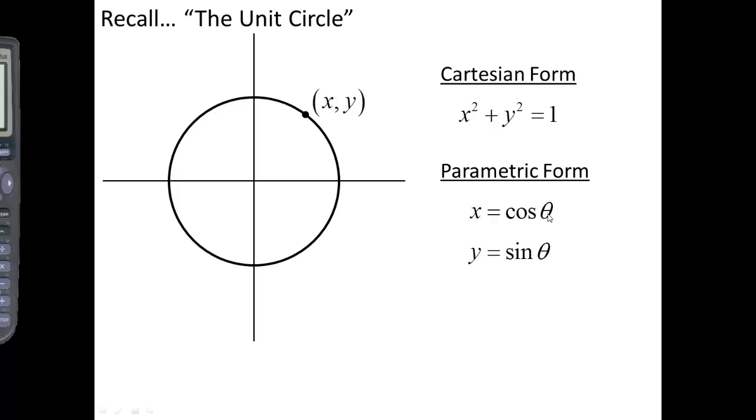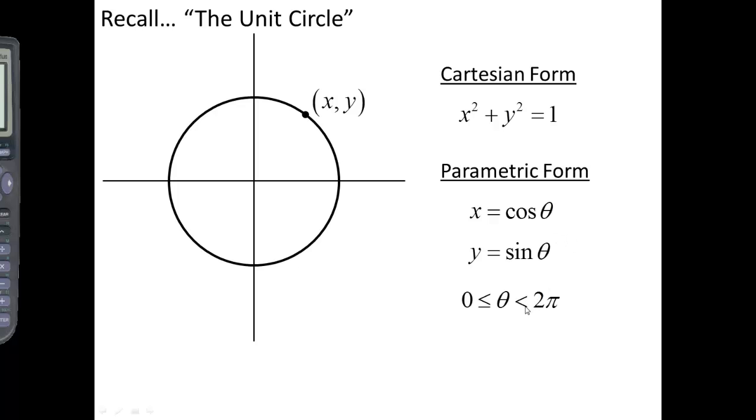So theta represents your input, in other words the angle that you're calculating. X and Y represent your output because, of course, that's just the location on the coordinate plane, the XY value. And, of course, we have a parametric interval. For the unit circle, theta would go from 0 to 2 pi.